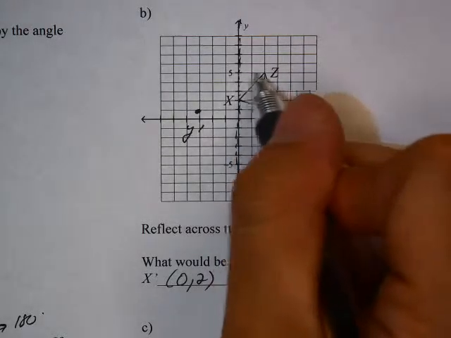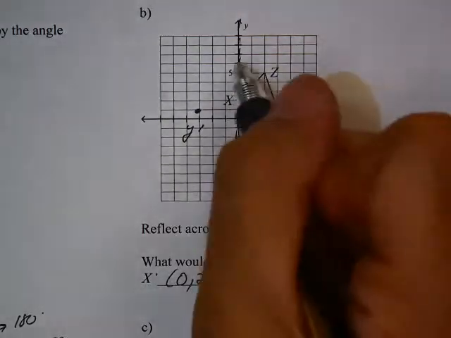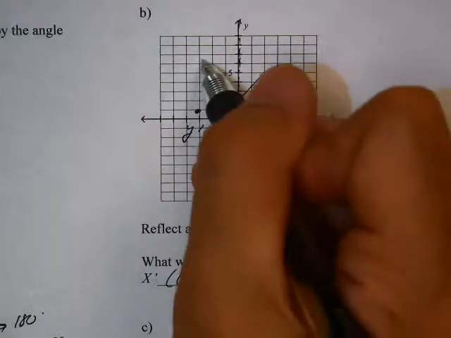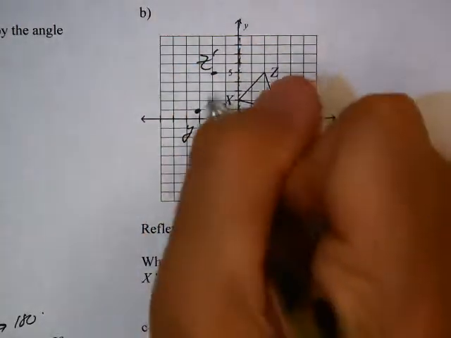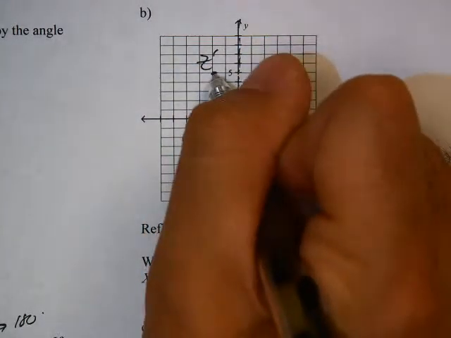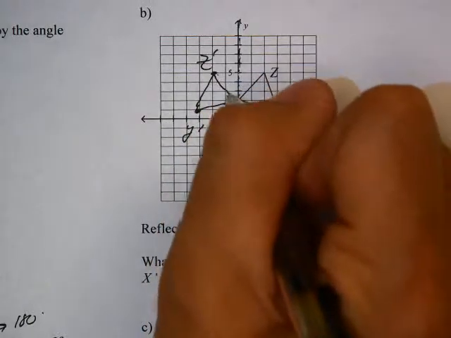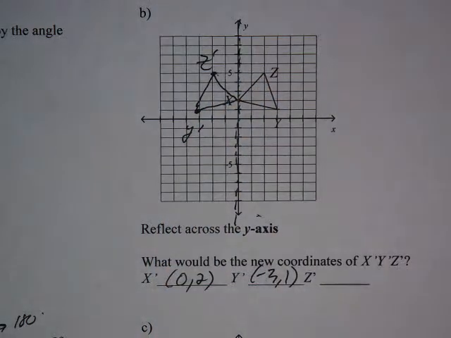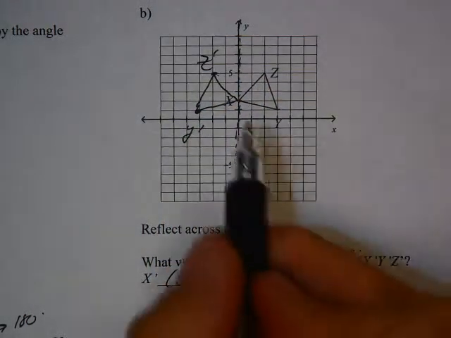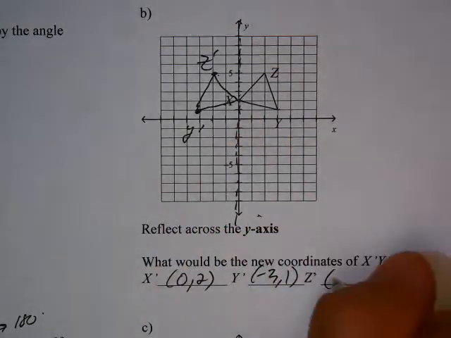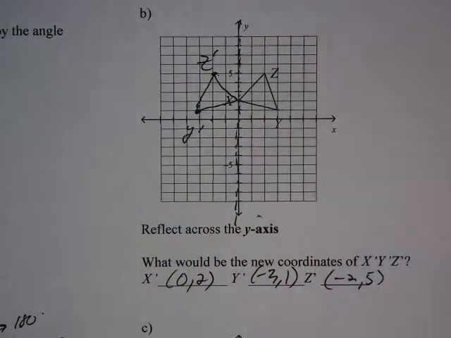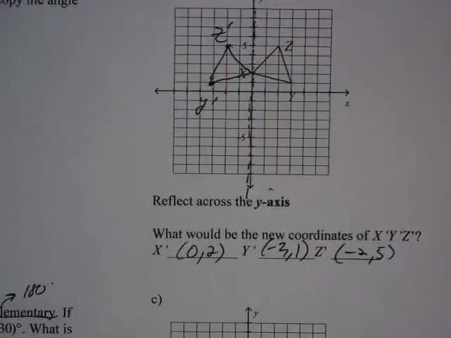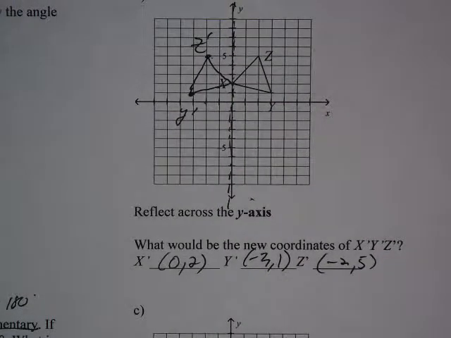Z prime is 2 away from the y-axis, 1, 2, Z prime. Graph those, connect them. There's my reflection now across the y-axis. And the coordinates for Z prime are -2 and +5. So there's your reflection across the y-axis for part B.